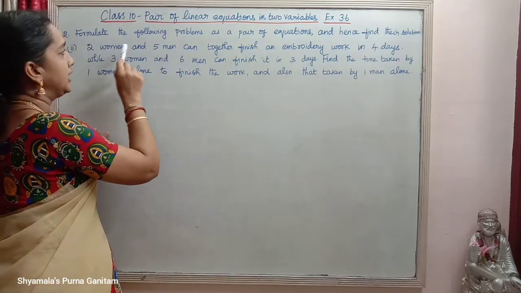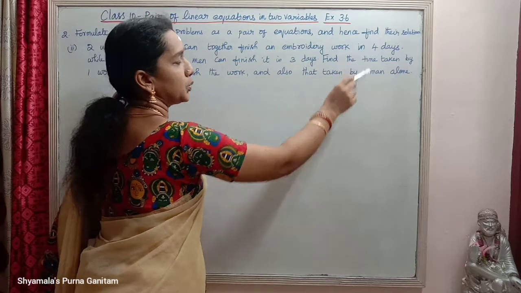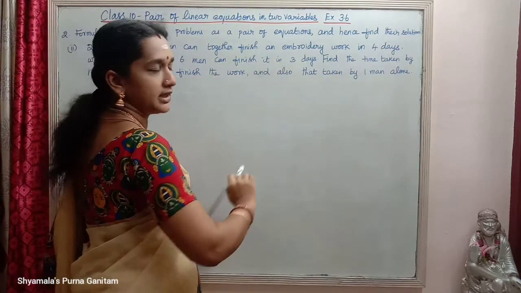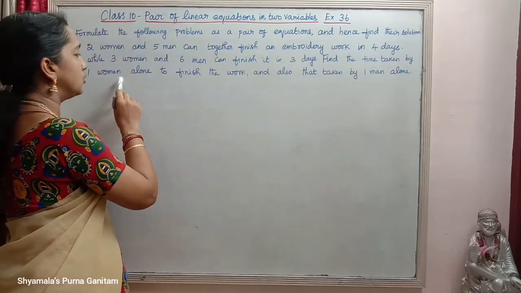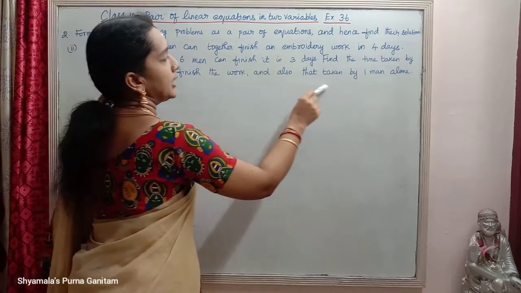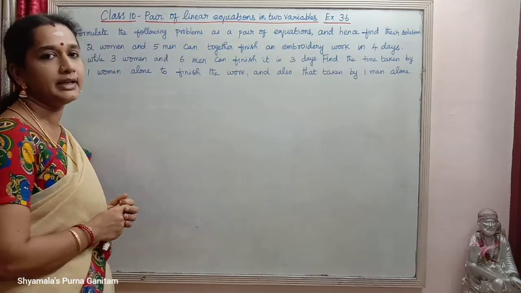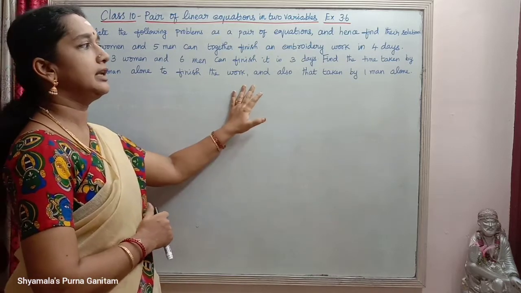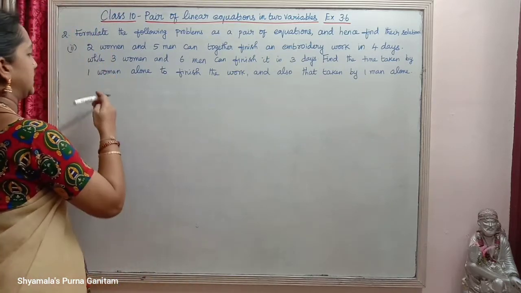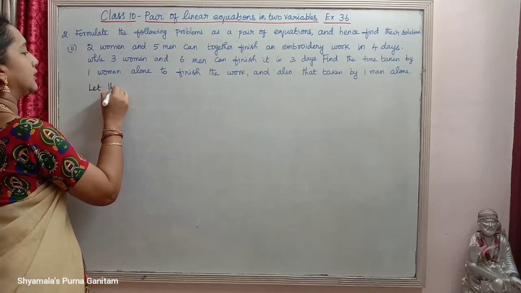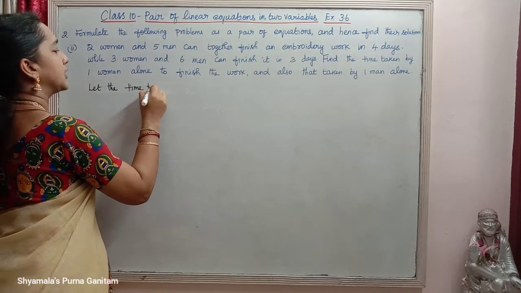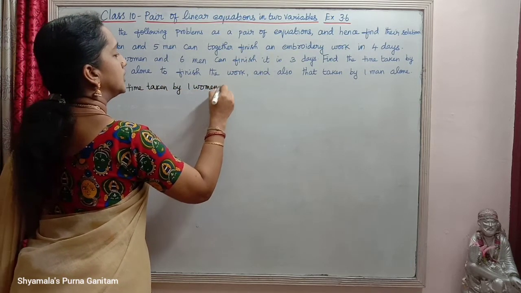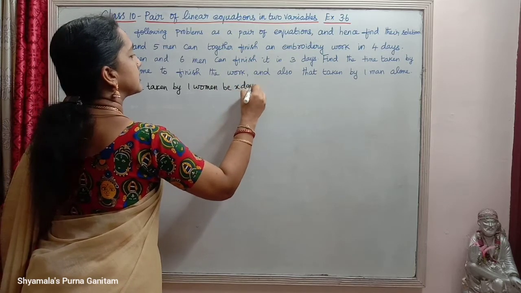2 women and 5 men can together finish an embroidery work in 4 days, while 3 women and 6 men can finish it in 3 days. Find the time taken by one woman alone to finish the work and also that taken by one man alone. So now we will take the time taken by one woman to be x days and one man to be y days.